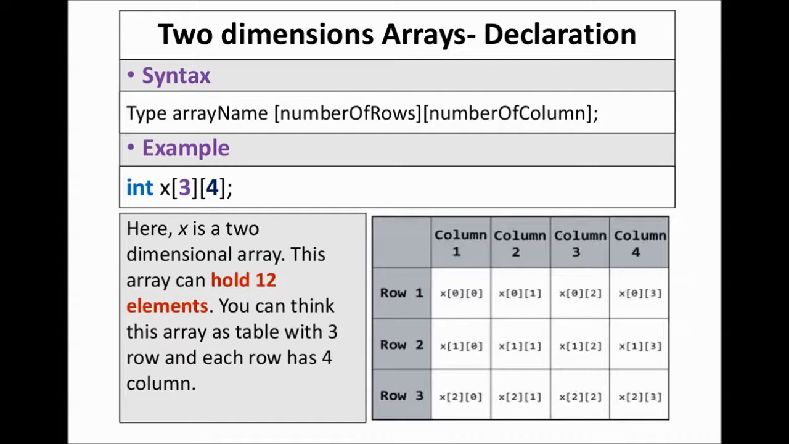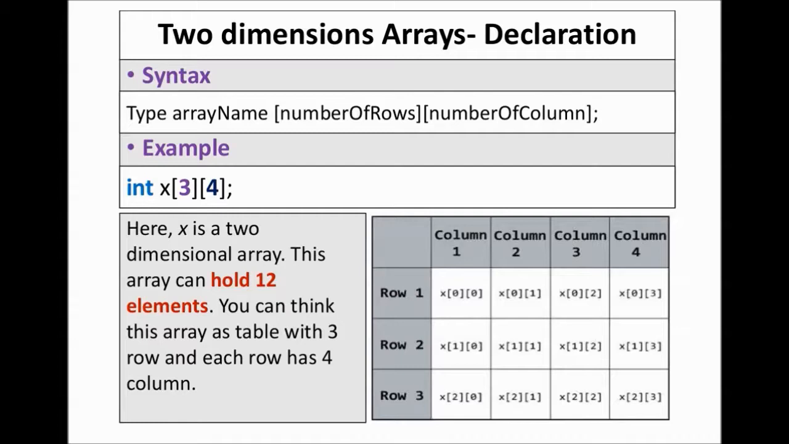So this statement declares a two-dimensional array. The first index indicates the array contains 3 rows. The index of the first row is 0 and the index of the last row is 2. The second index indicates that each row in the array contains 4 columns. The index of the first column is 0 and the index of the fourth column is 3.